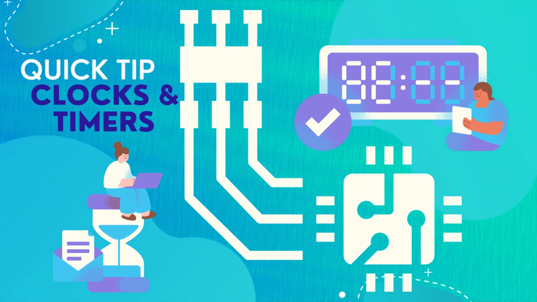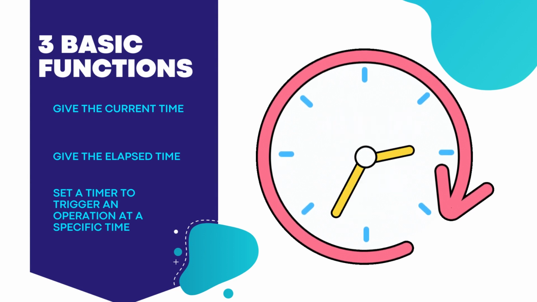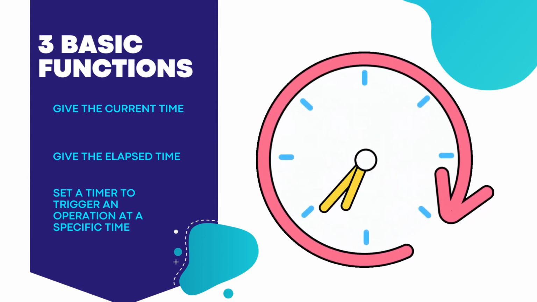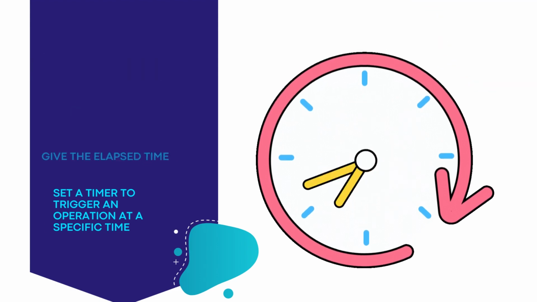Here are some quick tips on clocks and timers. Now, most computers have hardware clocks and timers that provide three basic functions. One, giving the current time. Two, giving the elapsed time. Three, setting a timer to trigger X operation at time T.